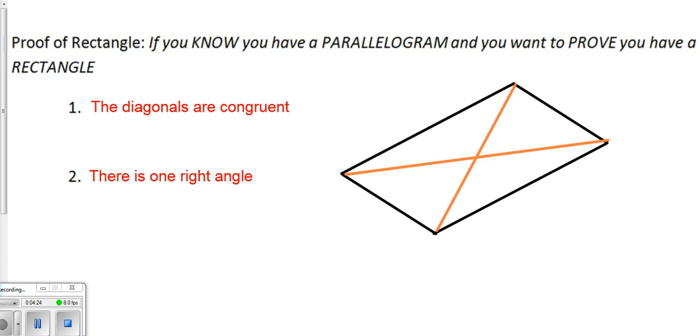Also, if you can show that there's one right angle, so if this were a right angle right here, this whole thing has to be a rectangle.